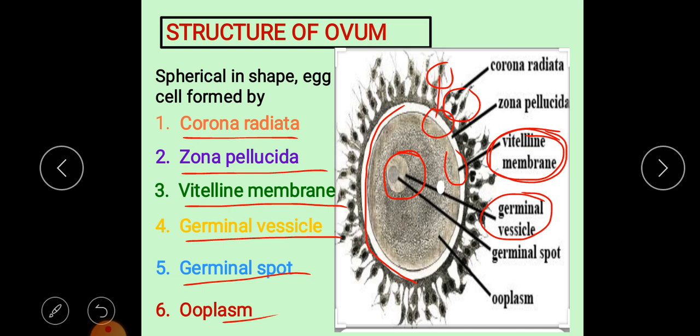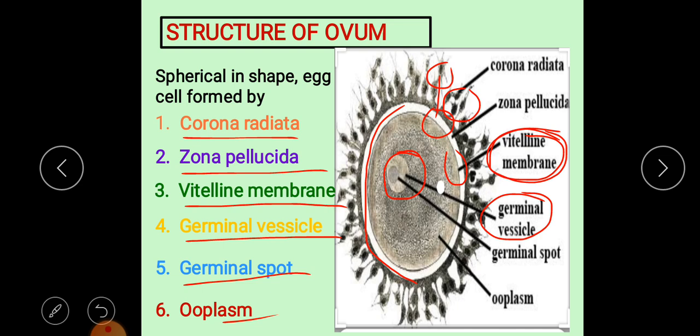And because of the small amount of yolk, what happens here? Whatever nutrition or nourishment is needed, all of it is connected with the mother to the womb, and for that reason all the nutrition is supplied through the placenta, from mother to womb, right? So the egg has a very negligible amount of yolk. So this is about the lecithal type of egg.